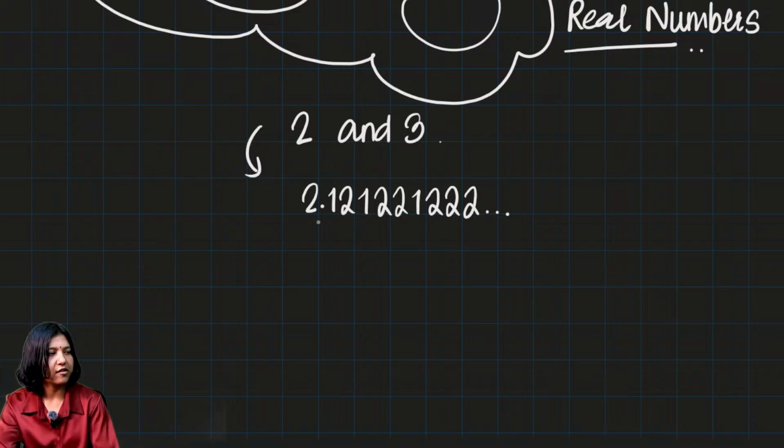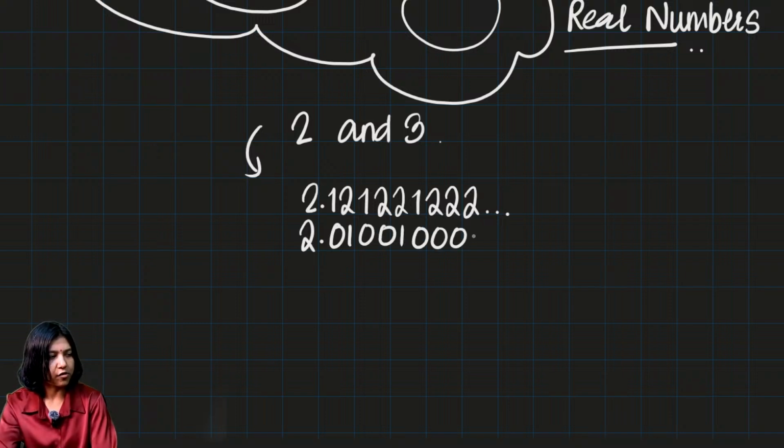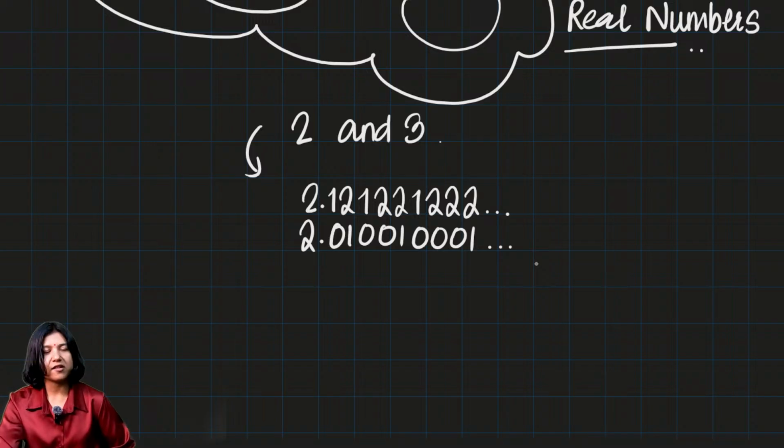Similarly, you can write down 2.01001, 0001 and so on. So this is how you just become creative again.